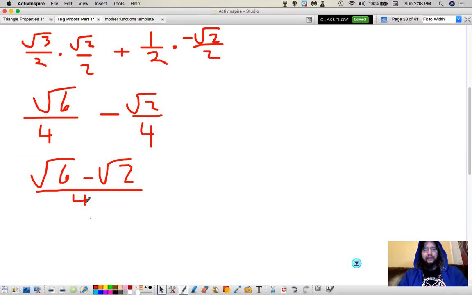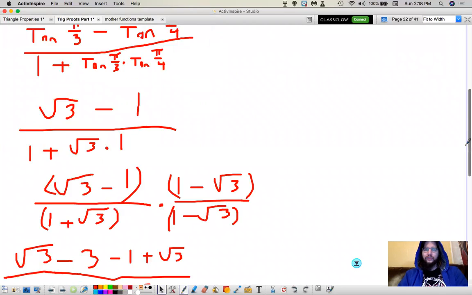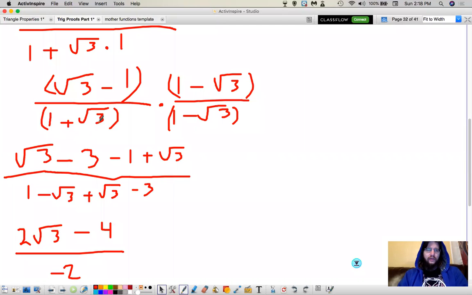We leave it like this because the denominator is an integer. It's not an irrational number. We don't leave square roots in the bottom, but we can leave integers in the denominator.